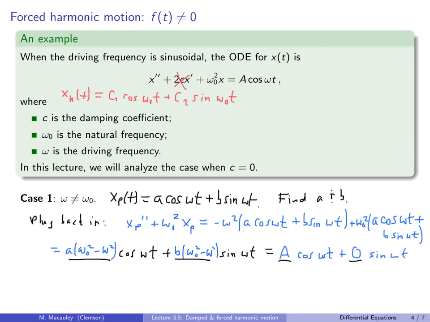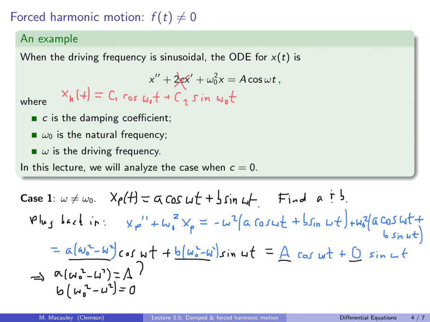So now we got a system of equations. We have to set this thing equal to capital A, and we have to set this thing equal to 0. So let's do that. So we have a times omega naught squared minus omega squared equals capital A, and we have b times omega naught squared minus omega squared equals 0.